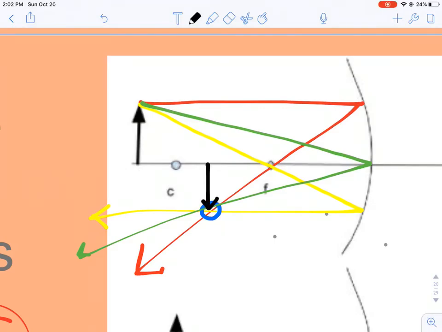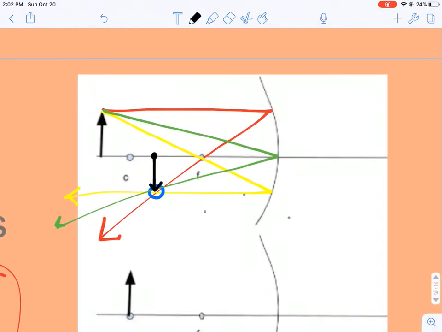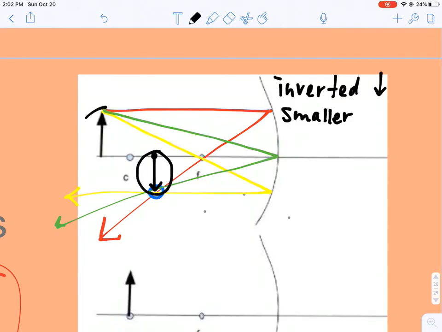When we draw in the image, we always start at the center and point to the intersection. Now, in describing the image, we can describe this as an inverted image, just because it's upside down. We can describe it as smaller, because this arrow is smaller than the original object. So when I look in this mirror, I'll see my face being smaller than it actually is in real life. And lastly, I can describe it as real.